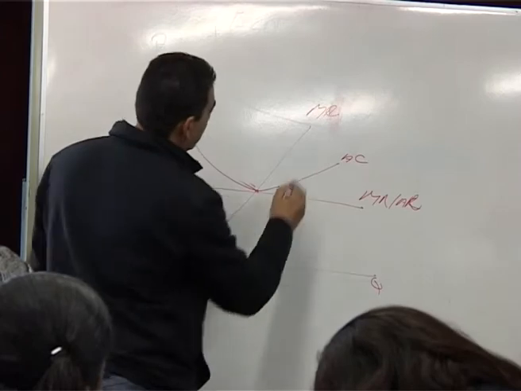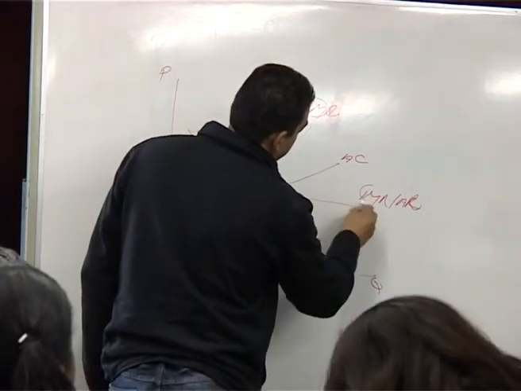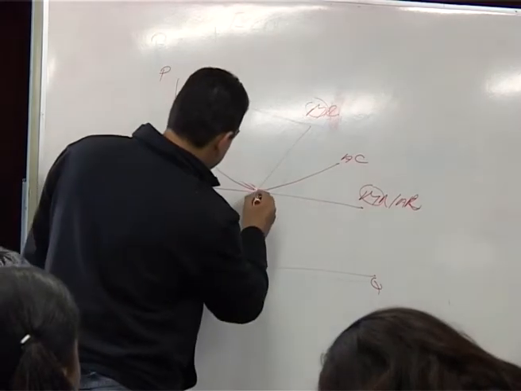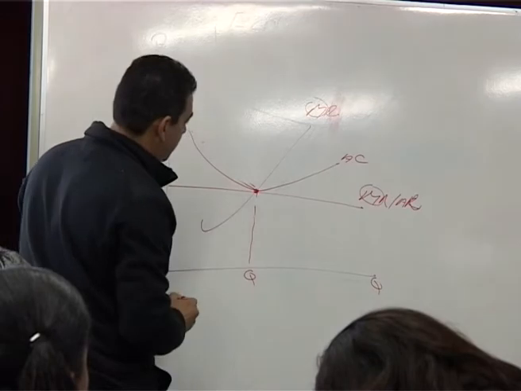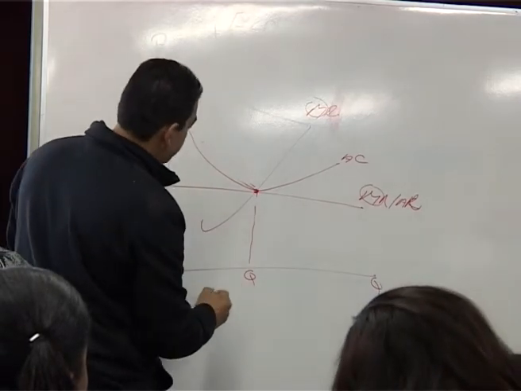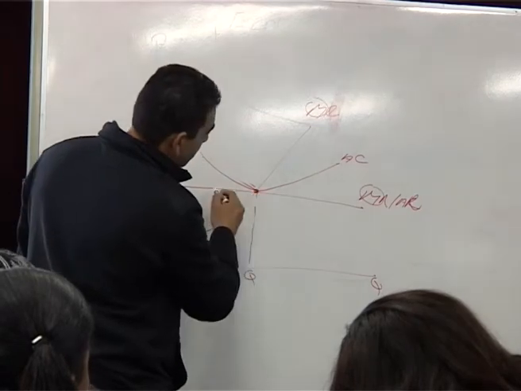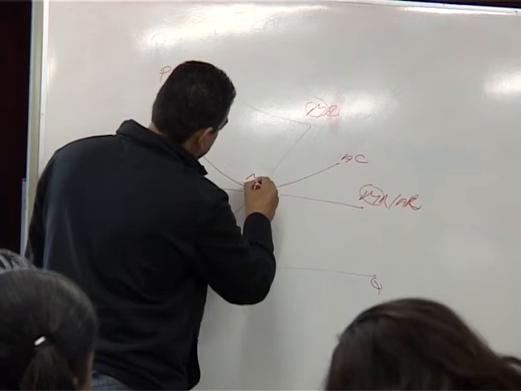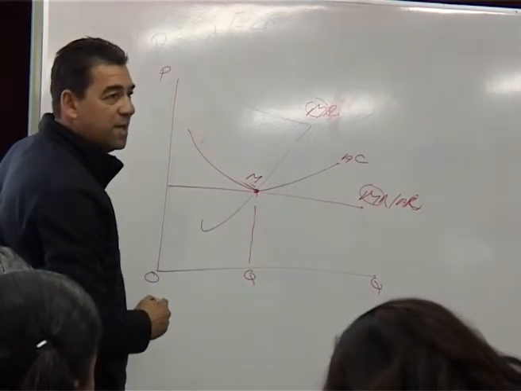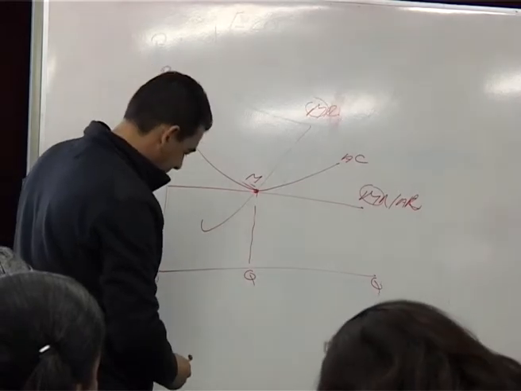The average cost. Then we look at the MR equals MC point, and we get the quantity, where the average cost beats the average revenue. There we've got the profit maximization portion. That's it. Thank you very much.